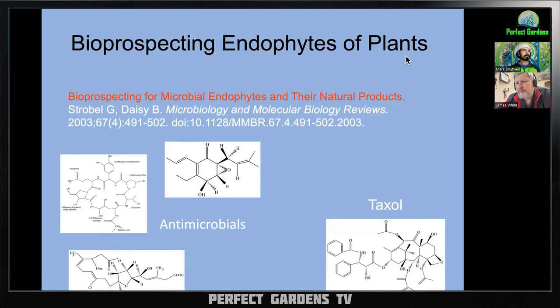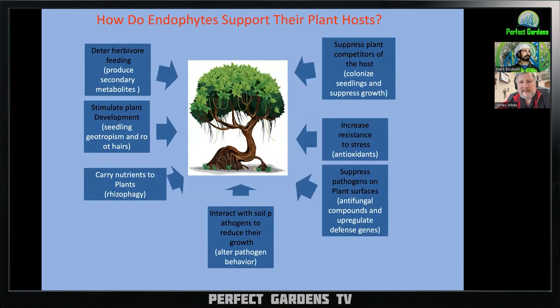Of course, bioprospecting for endophytes, and these are some of the chemicals that people have found, some of the drugs, lots of antimicrobials. Gary Strobel, I mentioned that name from North Dakota. He's the senior author there. He's an old guy now, like me. I think he's older than I am. Taxol is one that he found, produced by fungi. It's an anti-cancer medicine.